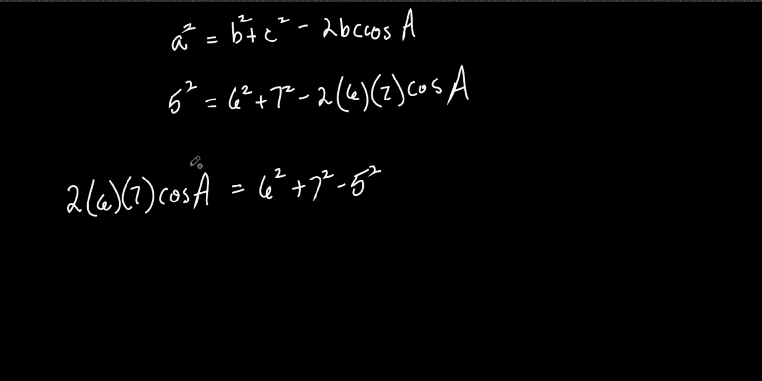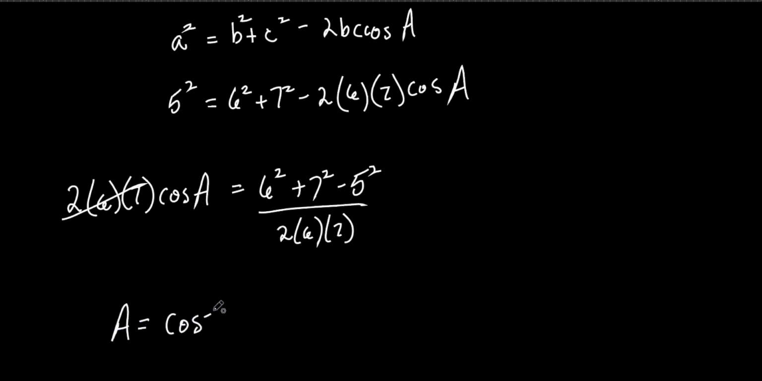Now, watch. I need to get A by itself. So first thing I'm going to do is get rid of the 2 times 6 times 7. How do I get rid of the 2 times 6 times 7? Divide it by what? 2 times 6 times 7. All right? And then I have the cosine of A is equal to this. We've done this before. How do I get A by itself? How do I get rid of that cosine? I take the inverse cosine of all of this. Now, I basically have the problem solved. It's just a matter of doing what? Putting it into the calculator.